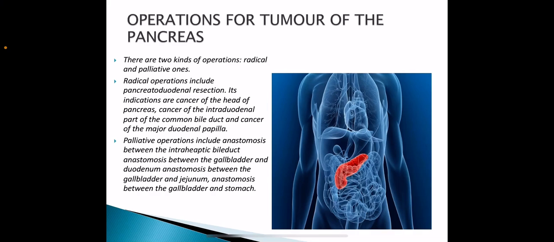Operations for the tumor of the pancreas. There are two kinds of operation, radical and palliative ones. Radical operations include pancreatoduodenal resection. Its indications are cancer of the head of pancreas, cancer of the intraduodenal part of the common bile duct, and cancer of the major duodenal papilla. Palliative operations include anastomosis between the intrahepatic bile duct, anastomosis between the gallbladder and duodenum, anastomosis between the gallbladder and jejunum, anastomosis between the gallbladder and stomach.